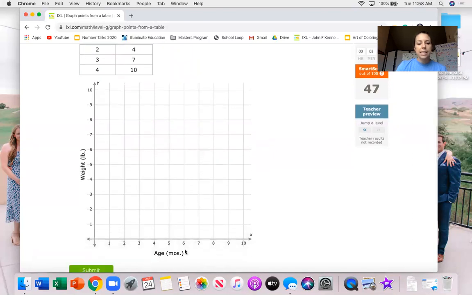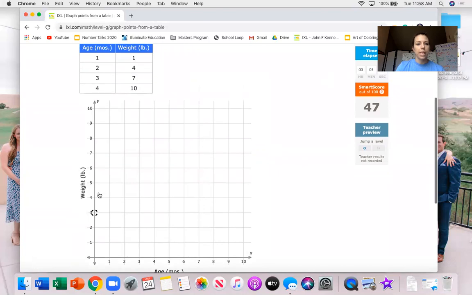So my x-axis is the age of the puppy, and the y-axis is the weight. It looks like at 1 month, the puppy weighs 1 pound. At 2 months, the puppy weighs 4 pounds. At 3 months, the puppy weighs 7 pounds. And at 4 months, the puppy weighs 10 pounds.